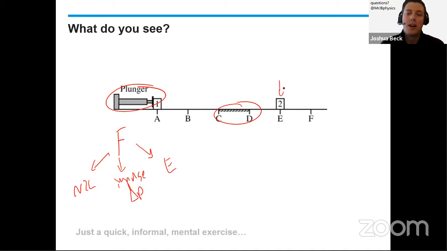I also see a second block just sitting here. This second block, ooh, that tells me, hey, you know what? I bet there's going to be some sort of a collision. So I may need to analyze some sort of momentum conservation. So these are not things that I would necessarily label on the diagram up front, but they're just quick things that go through my head when I see this diagram.